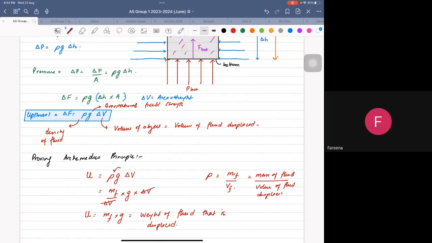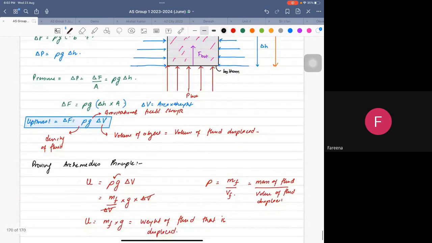These two derivations and the proof are within the course. They can ask you. Usually, the upthrust derivation comes for 4 marks, so it is one of the most important ones. So if you still have any doubt in this, do let me know so I can clear that up. Okay. All right. Then everything is clear.